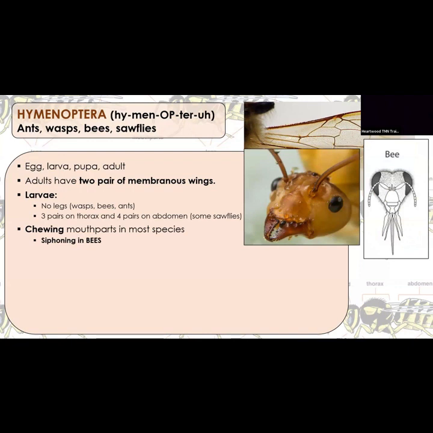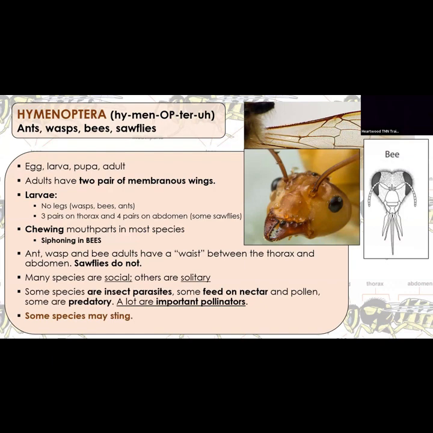Most have chewing mouth parts, except for the bee, which has siphoning mouth parts because they're nectar feeders. Most other hymenopterans have chewing mouth parts. They are known to have a waist. Hymenopterans have this little waist in between their thorax and abdomen. That helps you identify them: this is probably a hymenopteran because it's got a little waist, and we have not seen a waist on any other insect yet. Many of them are social, like ants.